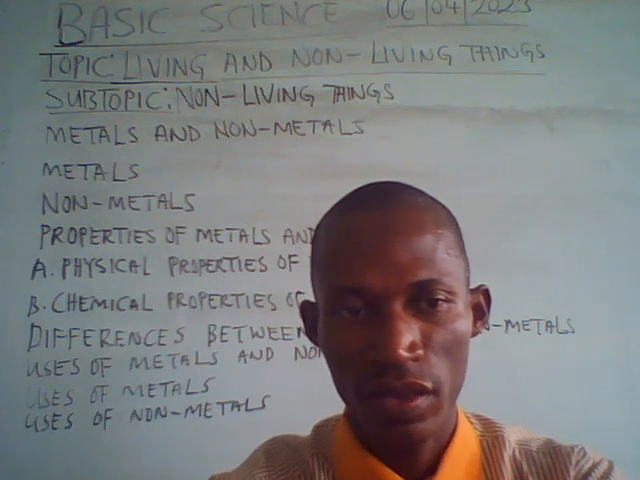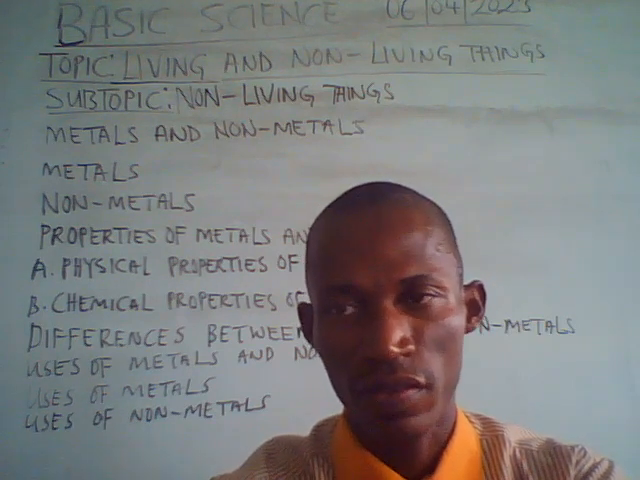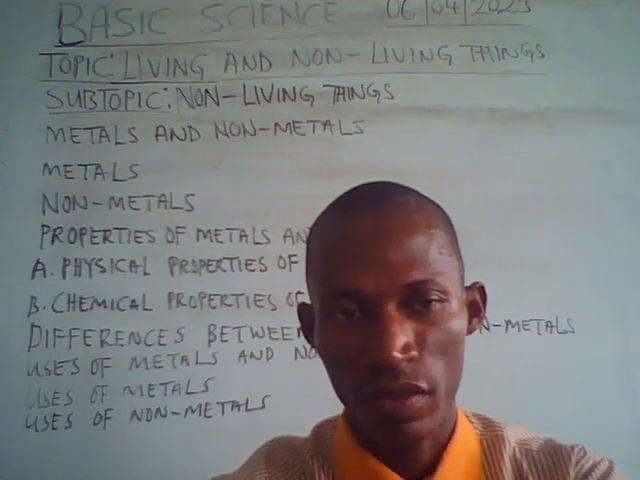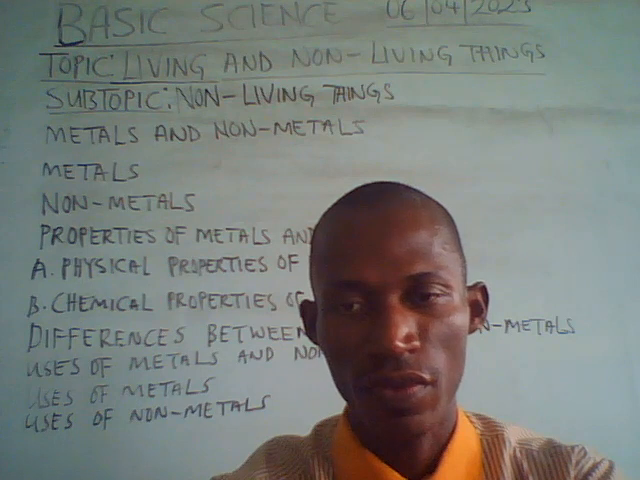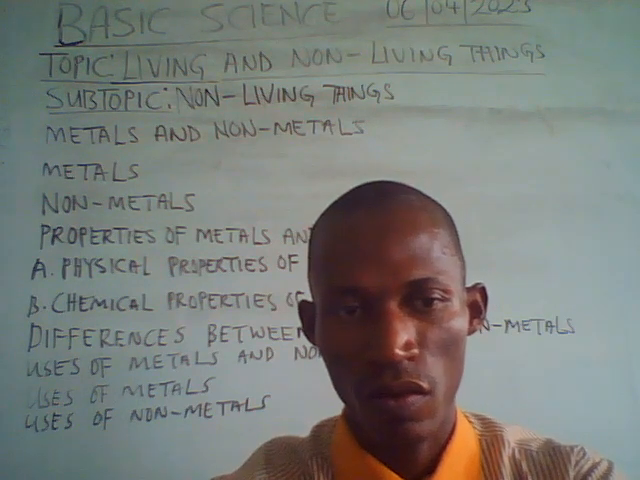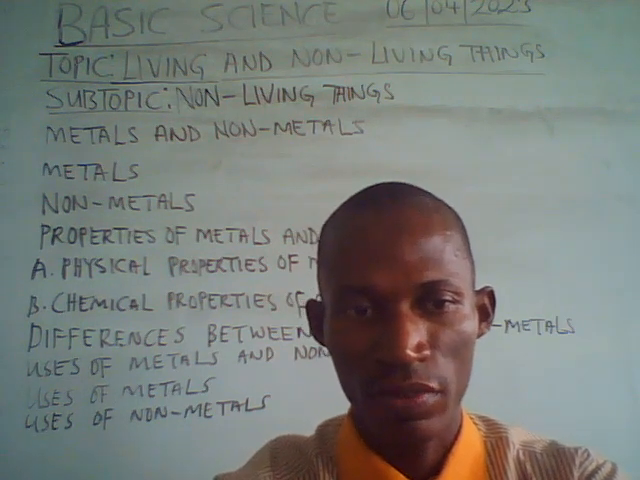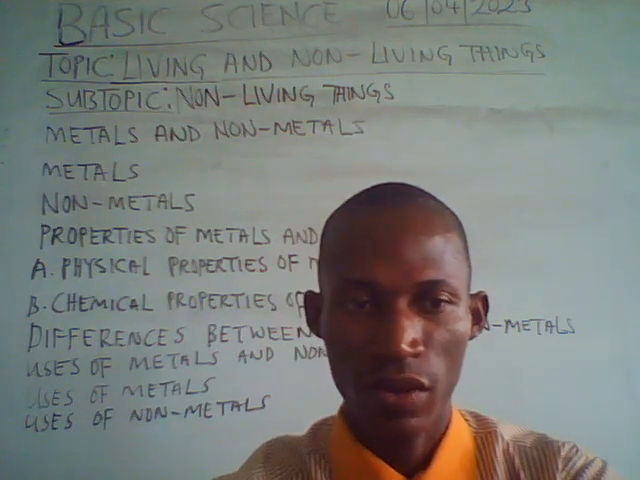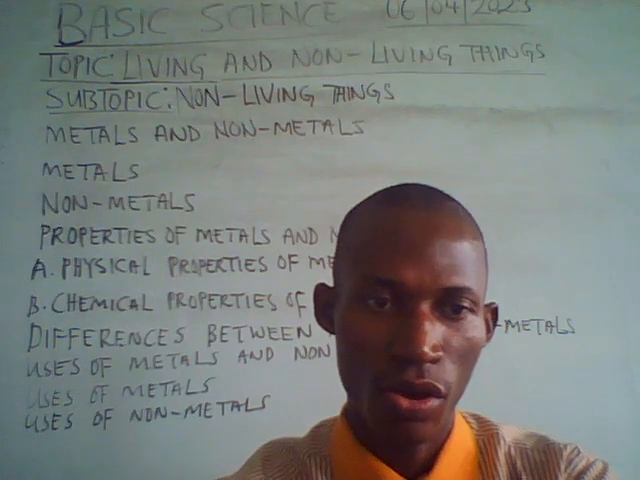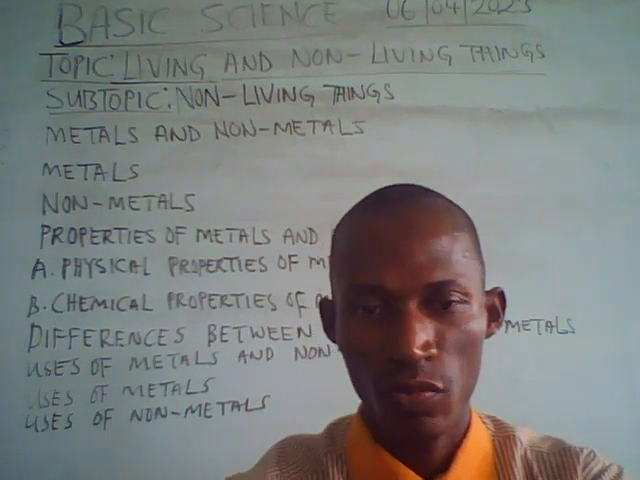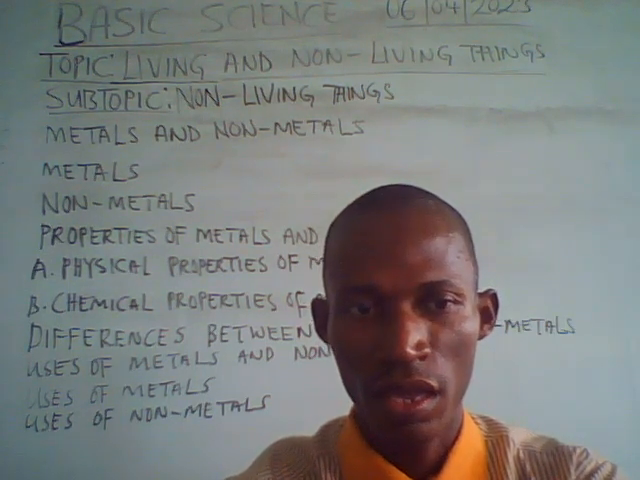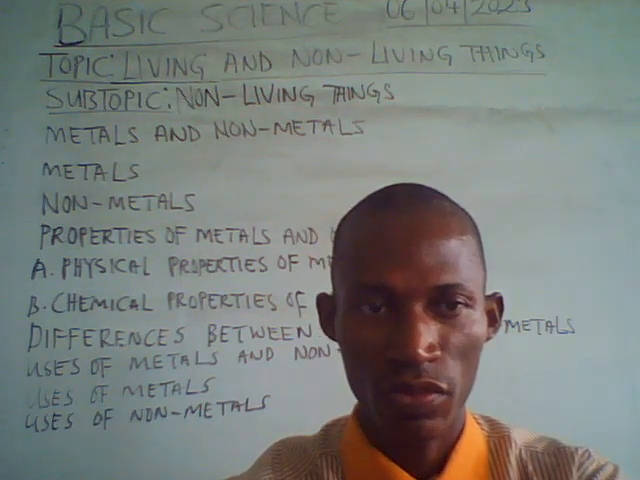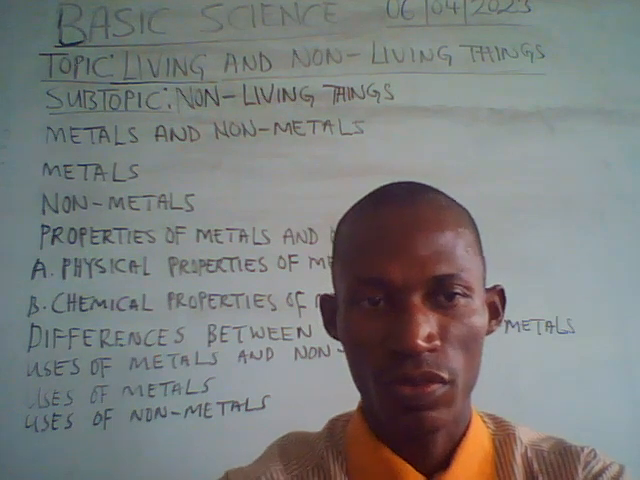Okay, now having seen the metals and the non-metals, let's move over to see the properties of these metals and non-metals. What will you see to identify this as either a metal or a non-metal? Metals can be distinguished from non-metals on the basis of their physical as well as their chemical properties. Now, we are going to look at the physical properties of metals and the chemical properties of metals. Let's start with the physical properties of metals.